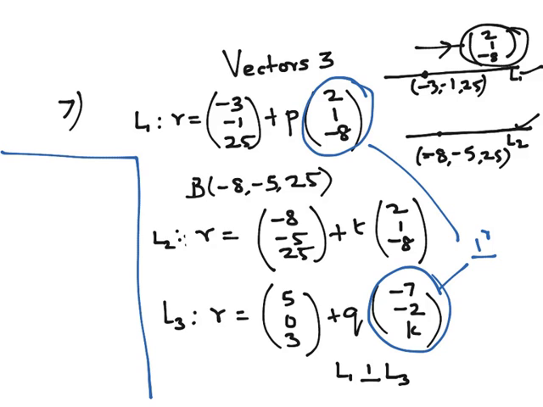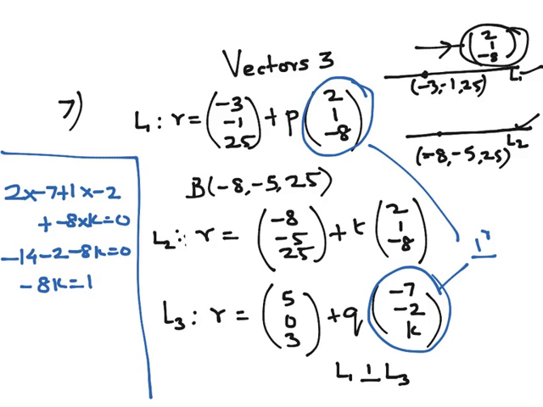If I find the dot product, you'll get 2 into -7 plus 1 into -2 plus -8 into K equal to 0. So you'll get -14 - 2 - 8K equal to 0. So you'll get -8K equal to +16, which means K equal to -2. So that's done. The value of K is -2. Okay, the next part is the lines L1 and L3 intersect at the point A. Find the coordinates of A.